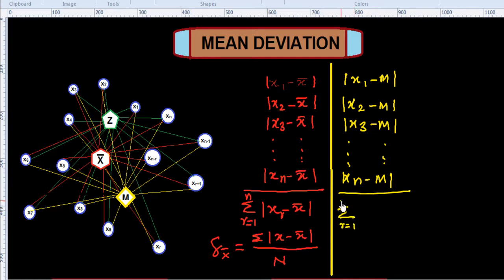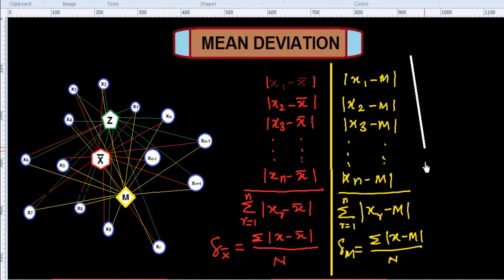The summation, r equal to 1 up to n, of mod xr minus m. So if we have to find the mean deviation through median, we get delta m equal to the summation of mod x minus m, over n. So this we have got here. Now we see the third one.